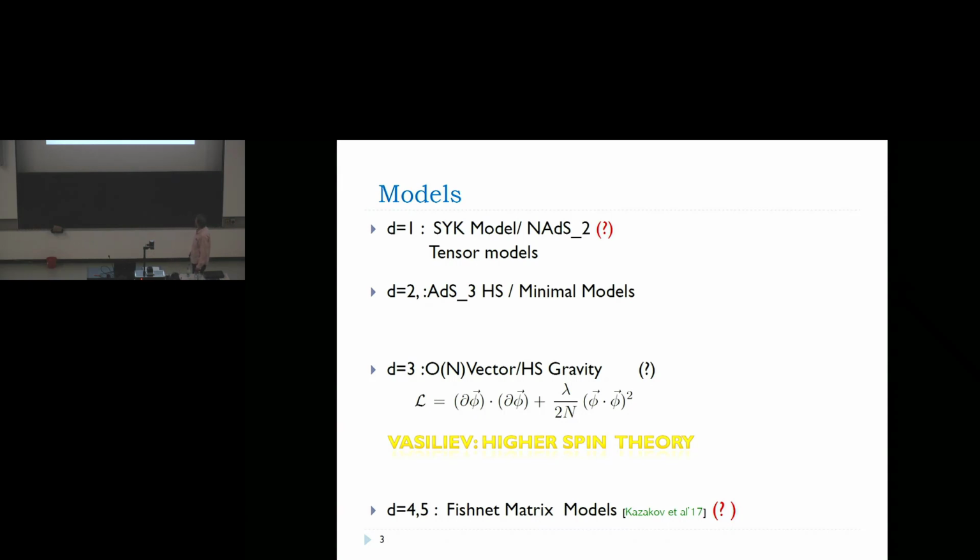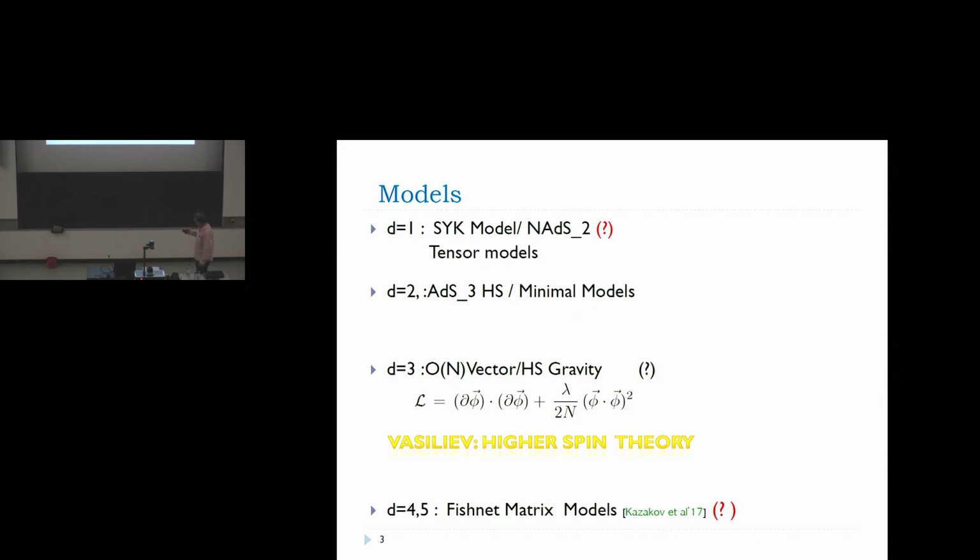The framework is fairly general, and it covers models across dimensions. It will be useful to point to some models which one can study and get insight into the duality which they produce. D equals 1 is the SYK model, which was heavily studied in the last 3 years. Tensor models, even though they are not vector models, have a subsector which is vector-like. The same holds for the minimal models and AdS3 higher spin theory.